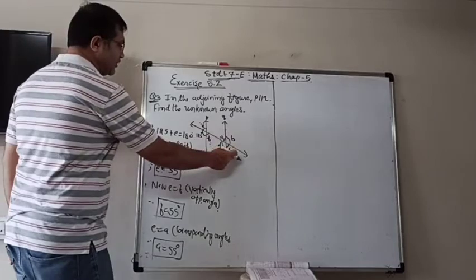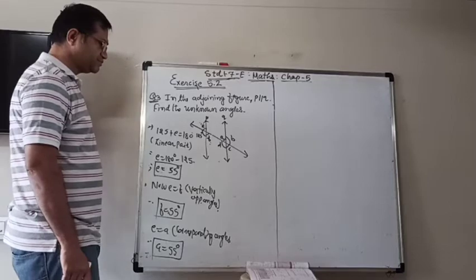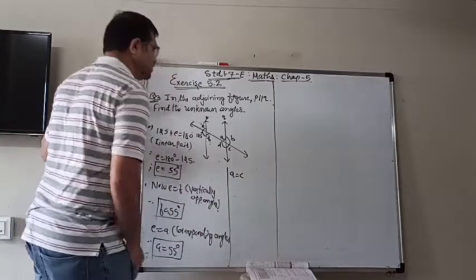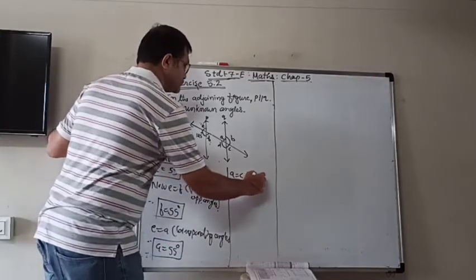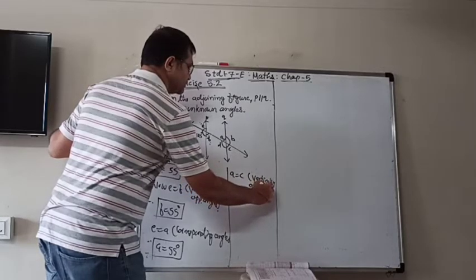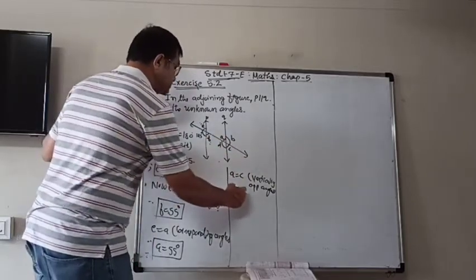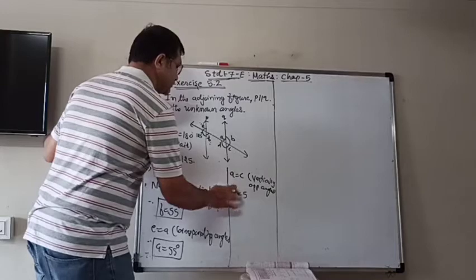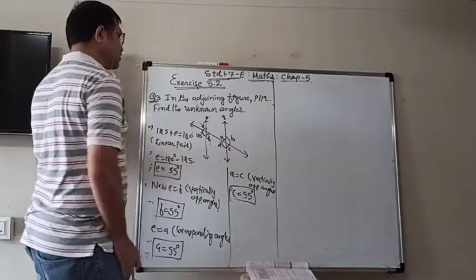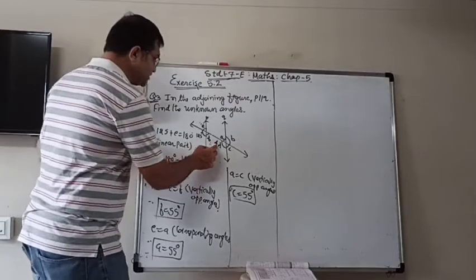Now if A is 55, what will be C? It is also a vertically opposite angle. So we can write down here A is equal to C. They are also vertically opposite angles and they are always equal. It means that angle C is also 55. So A and C we also got. Now remaining are D and B.